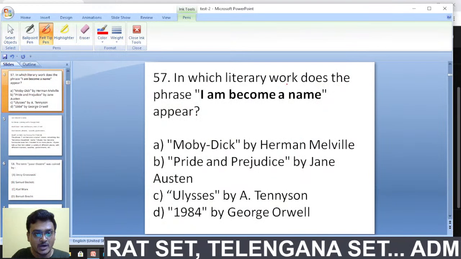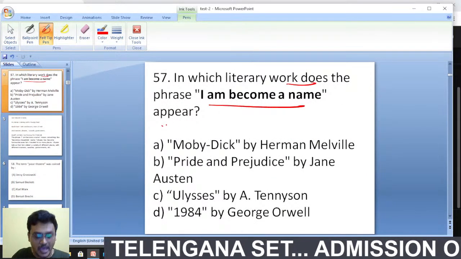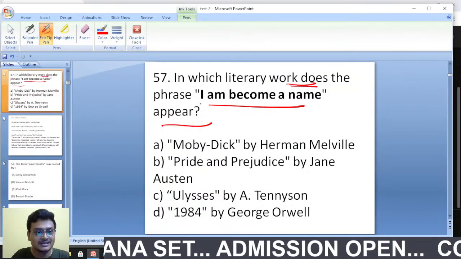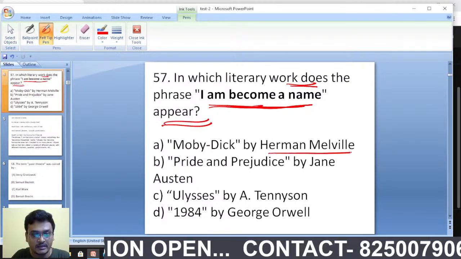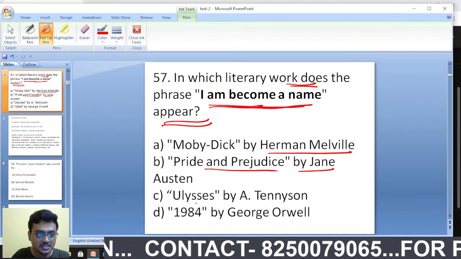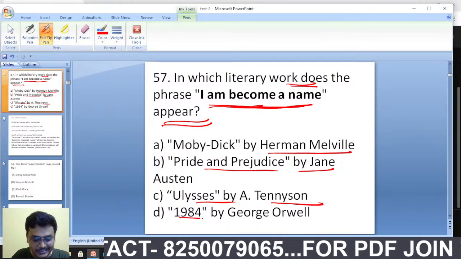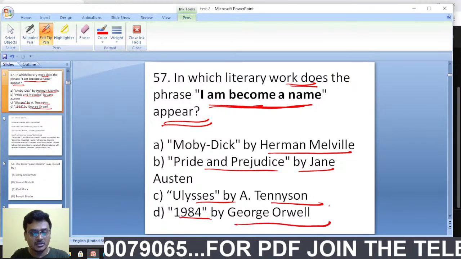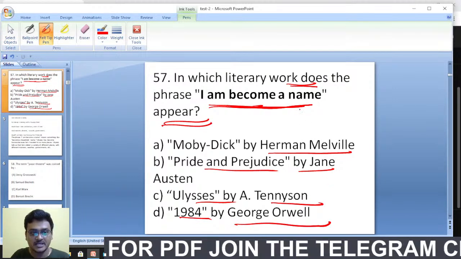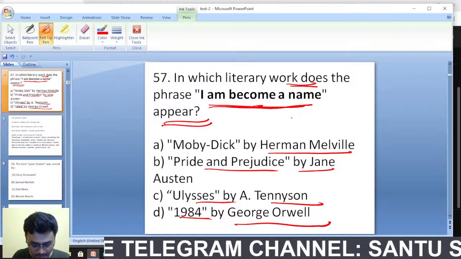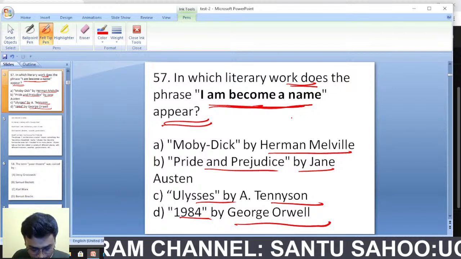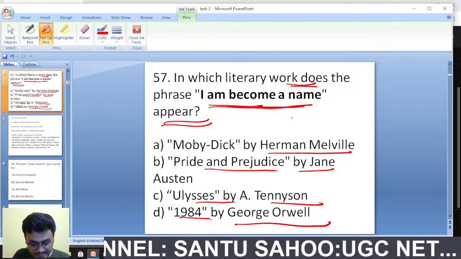In which literary work does the phrase "I am become a name" appear? Moby Dick by Herman Melville, Pride and Prejudice by Jane Austen, Ulysses by Alfred Tennyson, or 1984 by George Orwell? Name the work where the phrase "I am become a name" appears. Now moving on, question number 57 is on your screen.